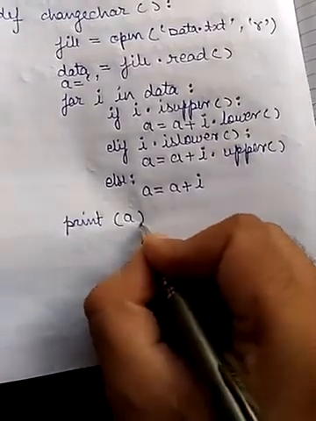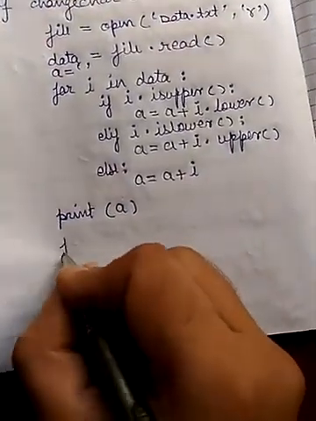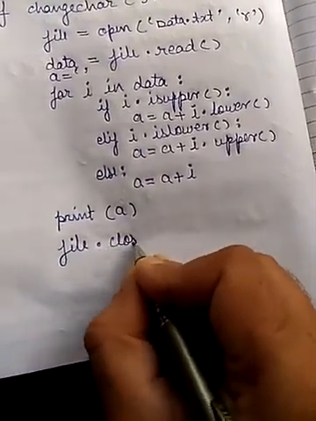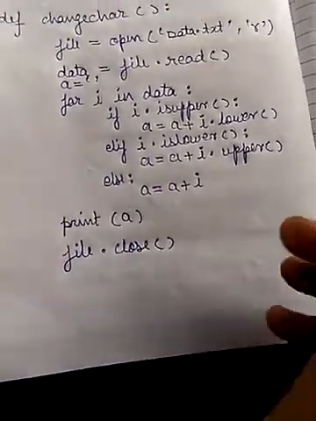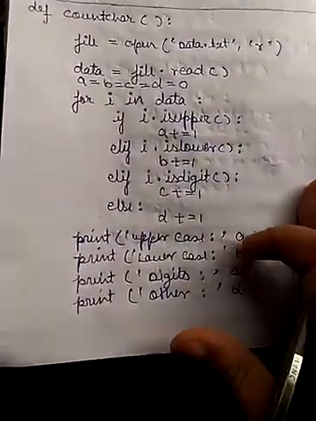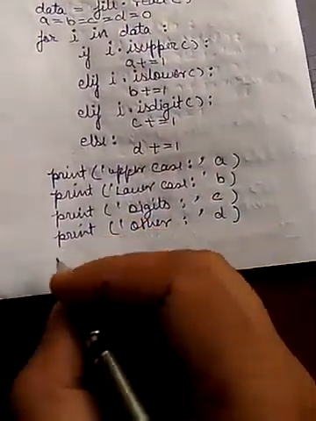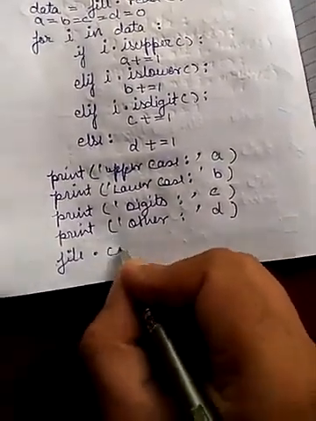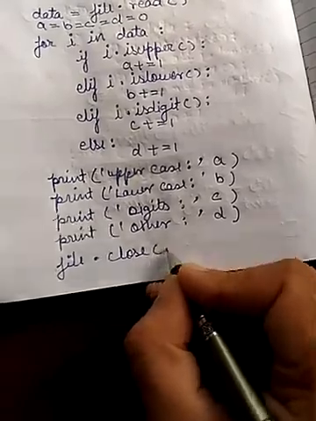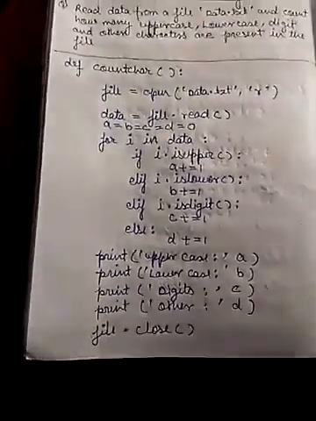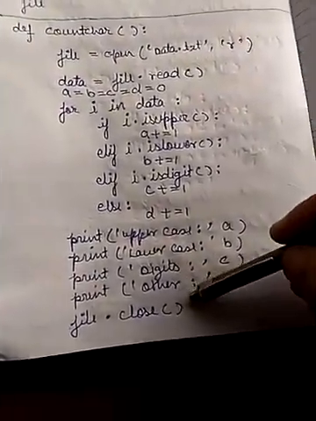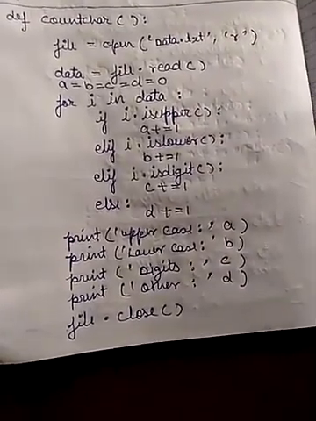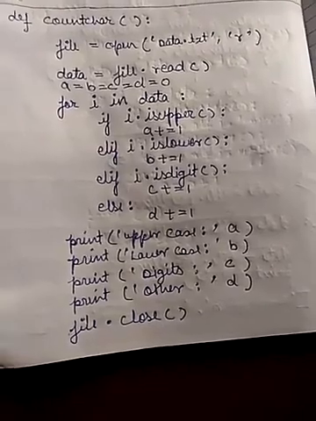I am writing print(a). Now we have to close the file.close(). In the last question also here we forgot to close the file.close() also. Though it is not compulsory to close the file, but it is recommended. So in this way you can count the things and you can change the things.